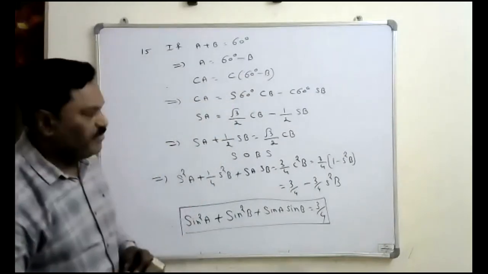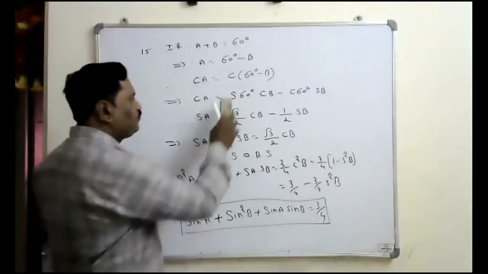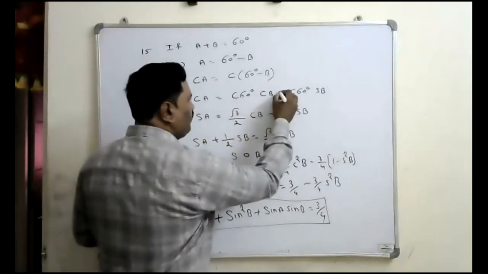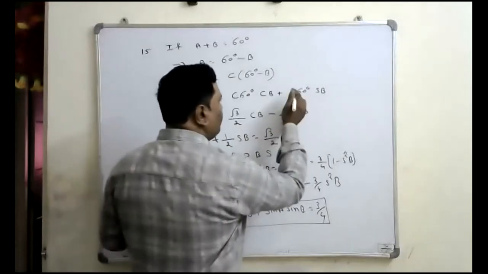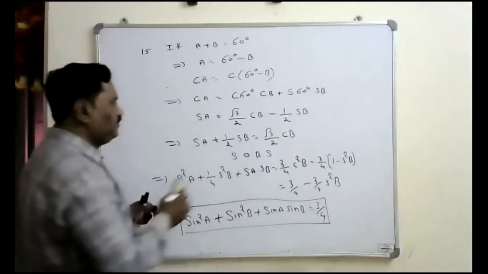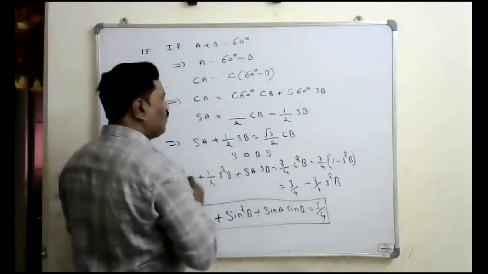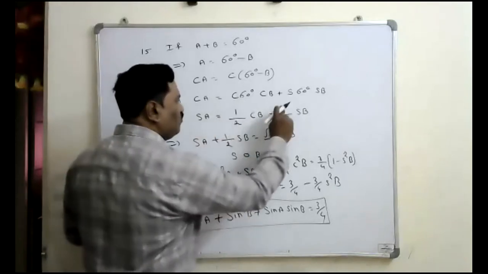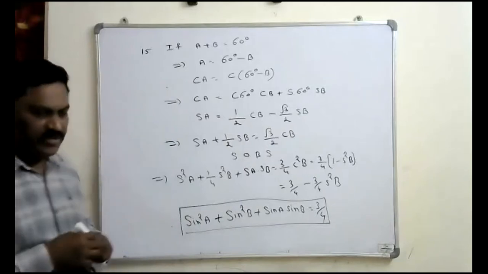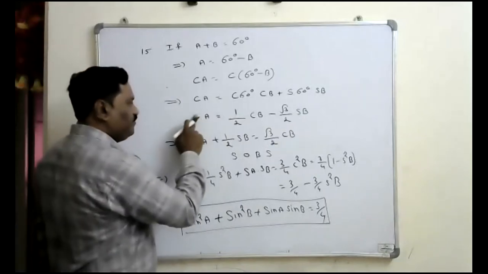How do you write cos of A minus B? Cos A cos B plus sin A sin B. So cos A is equal to cos 60 cos B plus sin 60 sin B. Then what is the value of cos 60? 1 by 2. Sin 60 is root 3 by 2. Okay, so this is cos A.